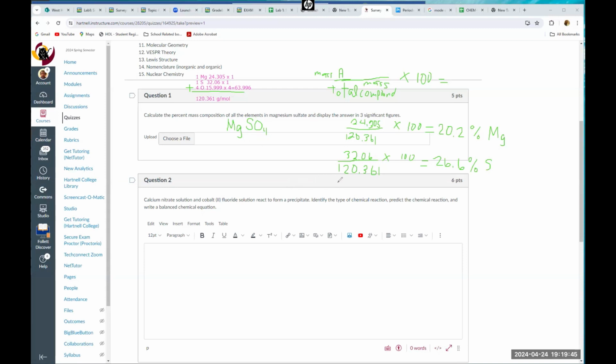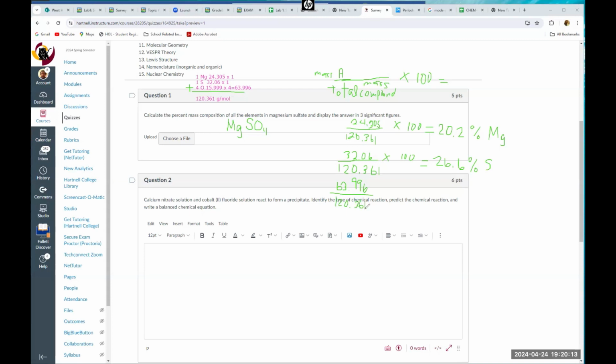And then for oxygen, we can go ahead and use that number up there, or we could just subtract both of these from a total of 100%. Both of those would give me the answer. So we can do it the way that we've done everything else. Times 100.